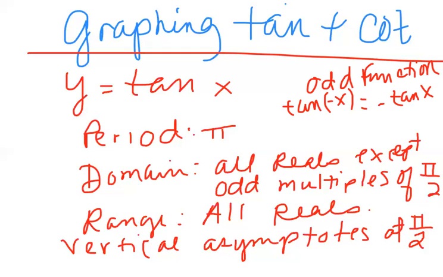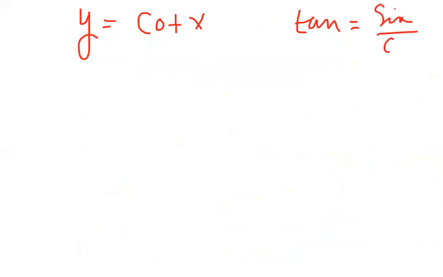All right. Now, here comes the cotangent. Let's see how the cotangent is different. Let's say y is equal to cotangent x. Remember, cotangent is the inverse of tangent. Tangent is equivalent to the ratio of sine over cosine. So if we're talking about cotangent, the inverse of it, that would be cosine over sine, okay? So let's see how the cotangent differs from the tangent function, guys.